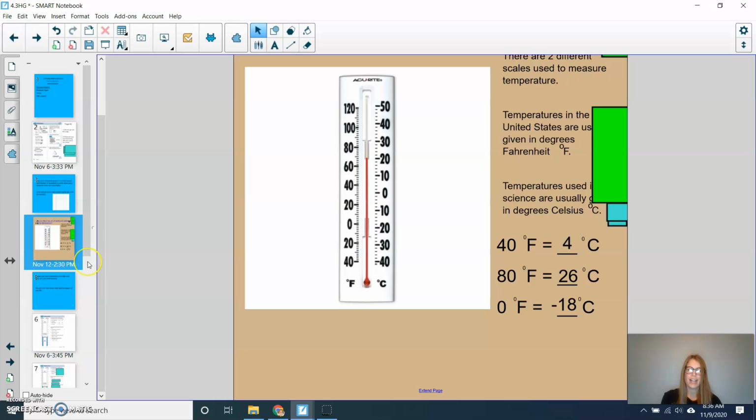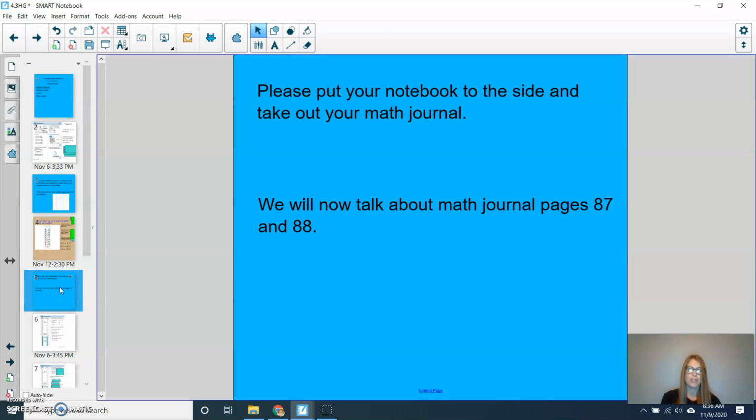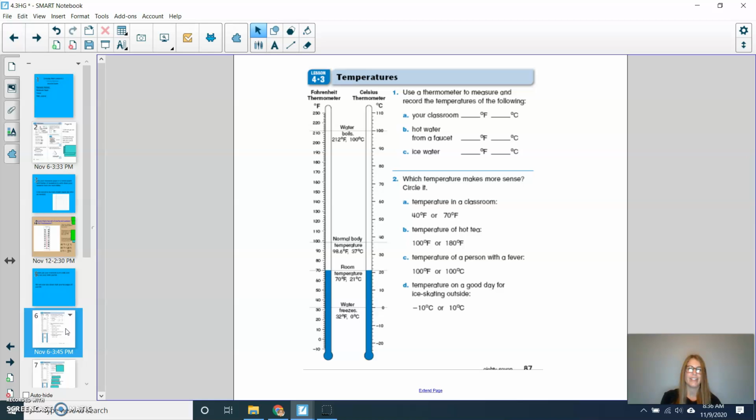So second graders, we're going to talk more about thermometers and temperature in our math journal today. So you can put your whiteboard to the side and open up your math journal to page 87. So for parts of this page, especially for the top part for number 1, if you are able to check the temperature of your classroom or to check the temperature of hot water or ice water, that's great.